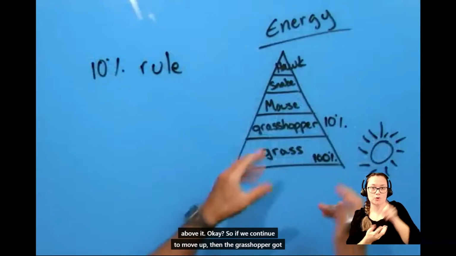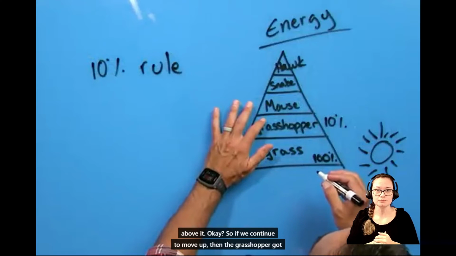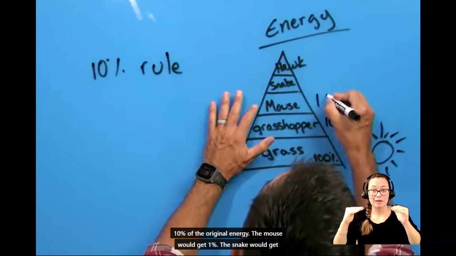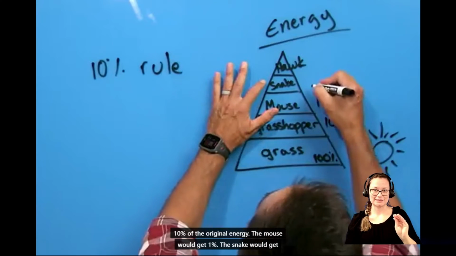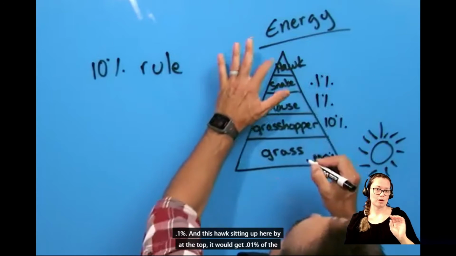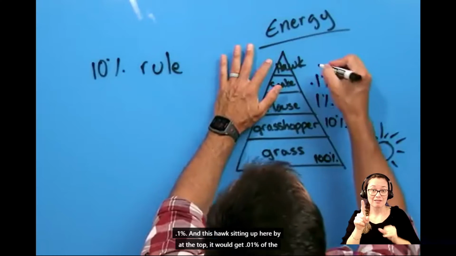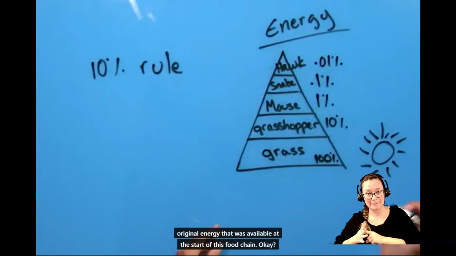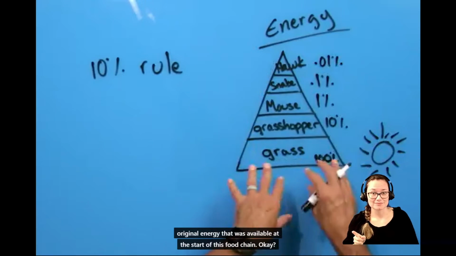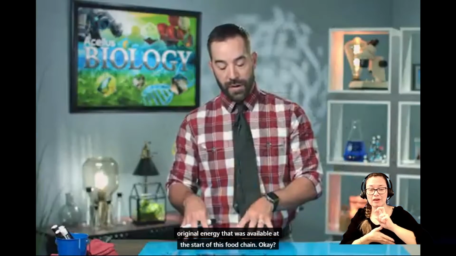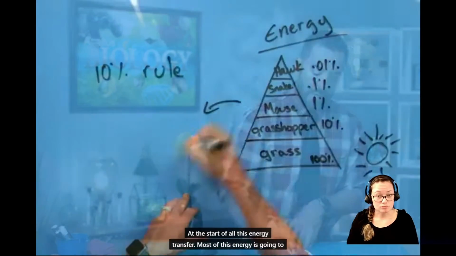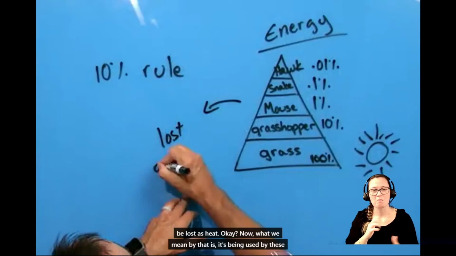Okay? So if we continue to move up, then the grasshopper got 10% of the original energy, the mouse would get 1%, the snake would get 0.1%, and this hawk sitting up here at the top, it would get 0.01% of the original energy that was available at the start of this food chain, at the start of all this energy transfer. Most of this energy is going to be lost as heat, okay?